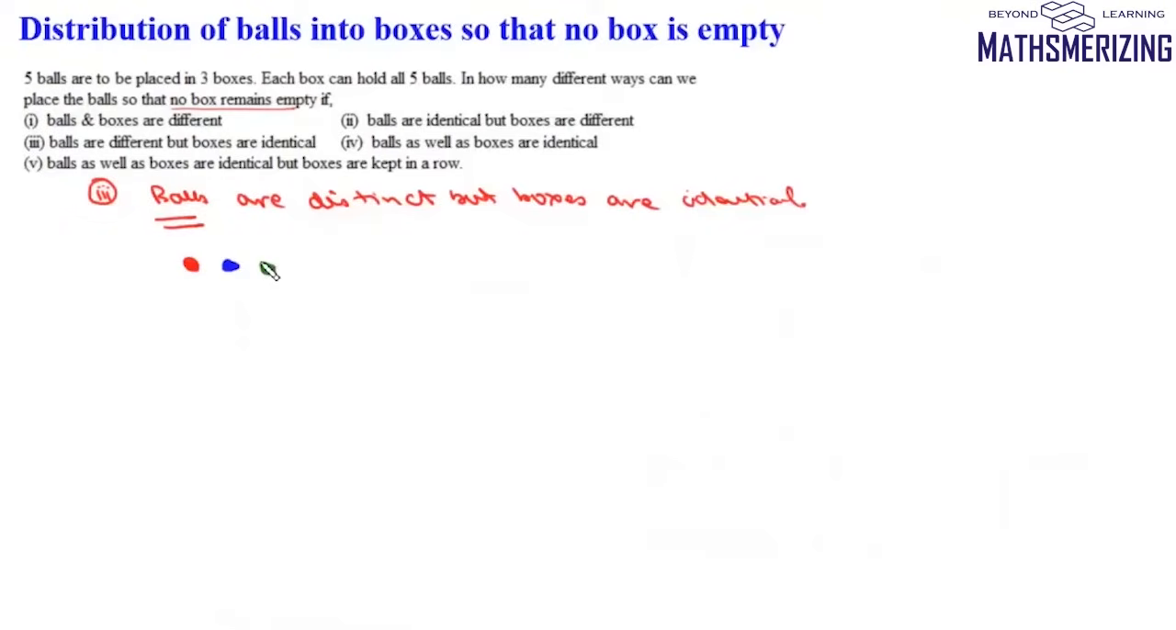Now we'll come to the third case, when balls are distinct but boxes are identical. So here in this case, we have distinct balls but identical boxes. So we have 5 distinct balls: 1, 2, 3, 4 and 5. So we have 5 distinct balls and 3 identical boxes.